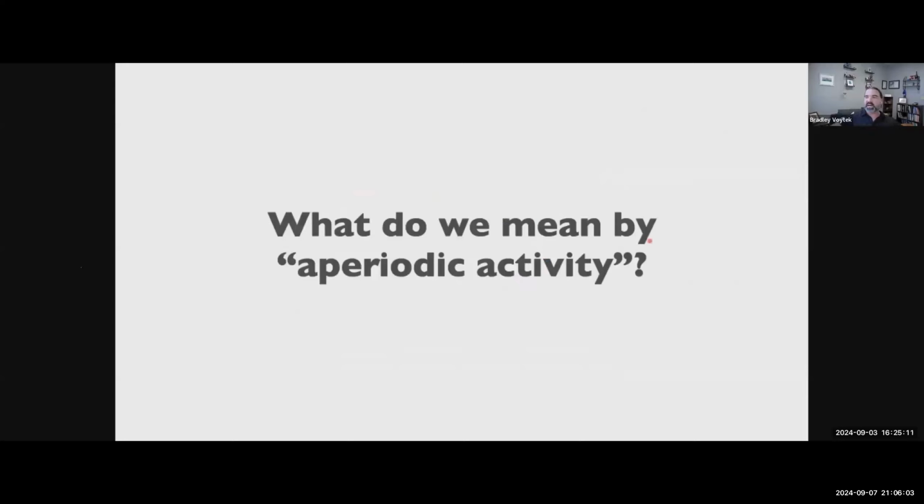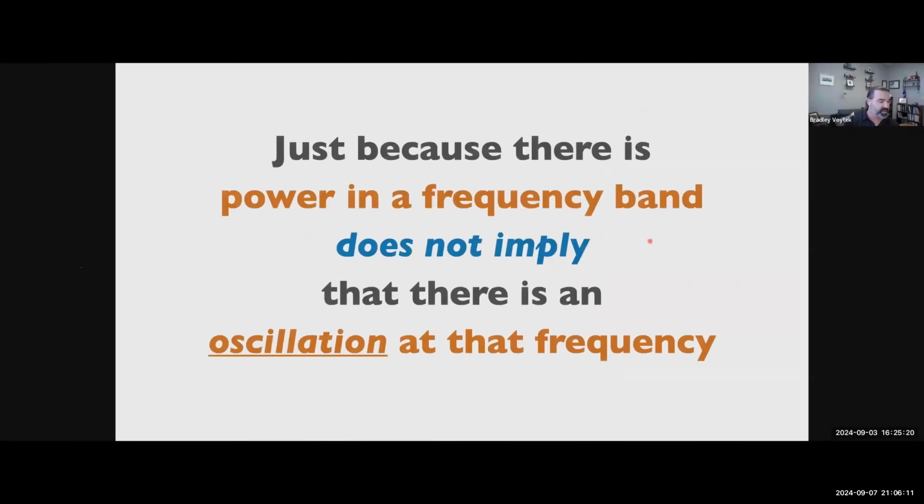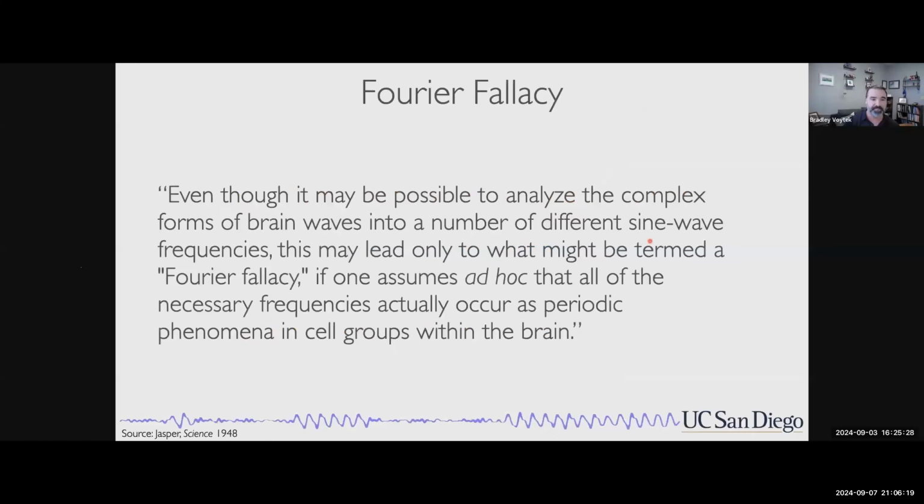Okay, so we've got this set of parameterization. We can identify putative oscillations. We've got this background, aperiodic stuff. What do we mean by aperiodic activity? So I want to emphasize here that just because there's power in a frequency band does not imply that there is an oscillation at that frequency. This is known as the Fourier fallacy.